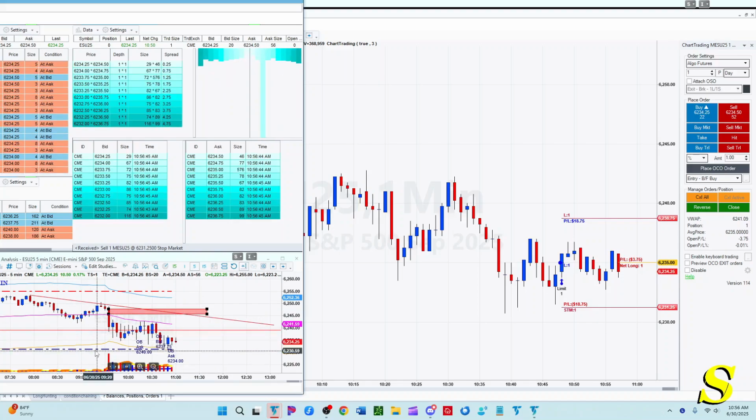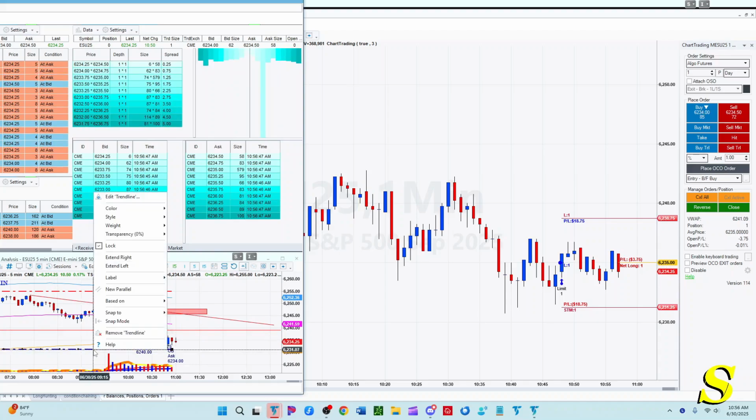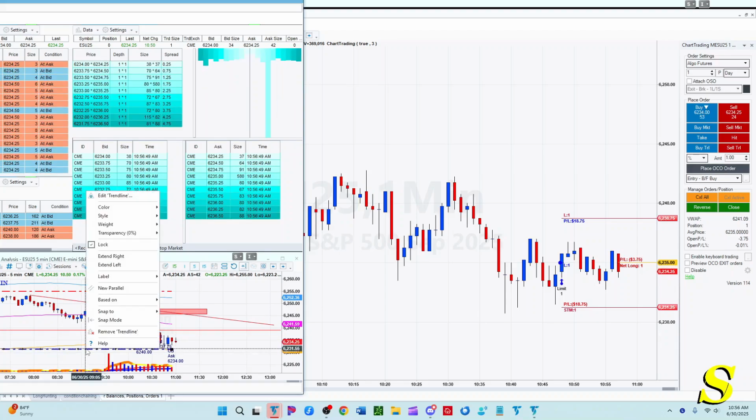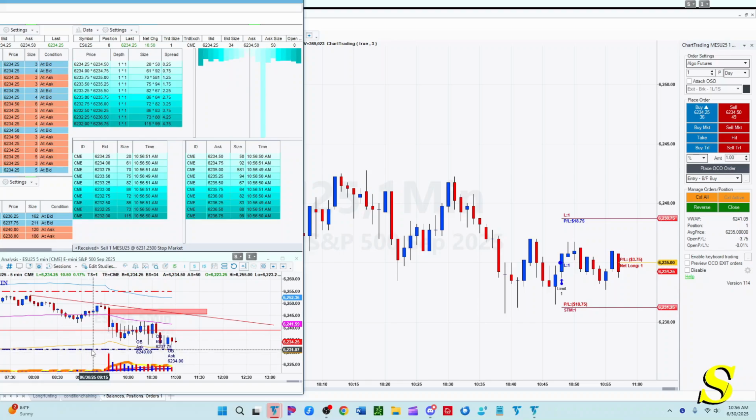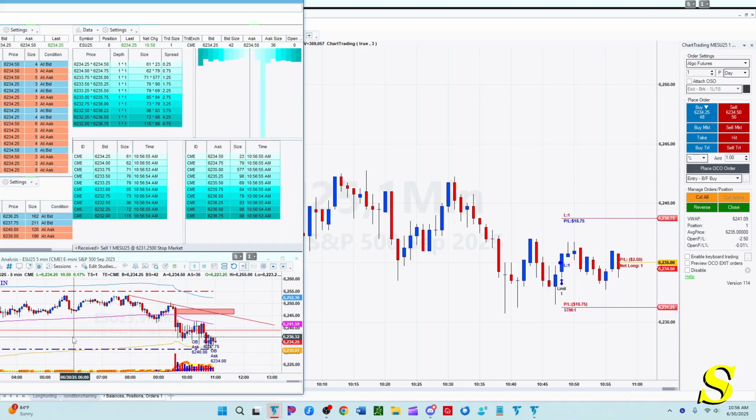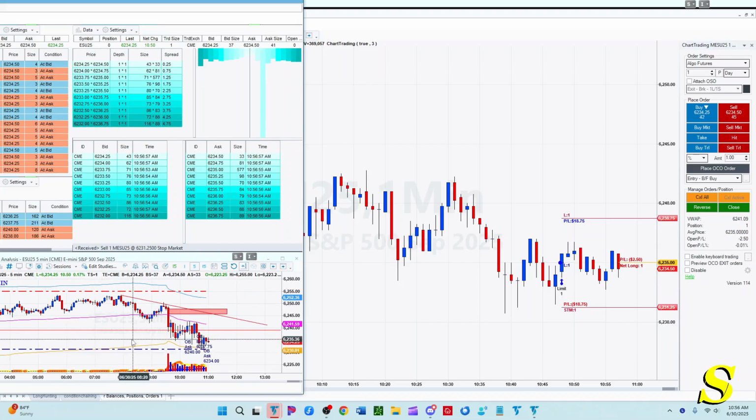Oh, look at this, look at this. Bounce right here on this previous day's VWAP. Or is this? No, this is the low of the day. I don't see another previous day's VWAP on here.